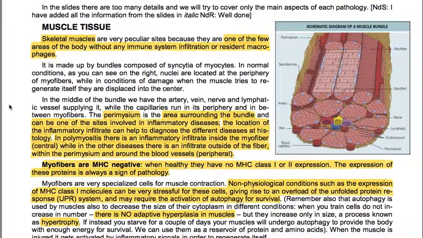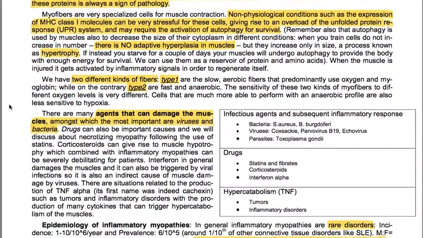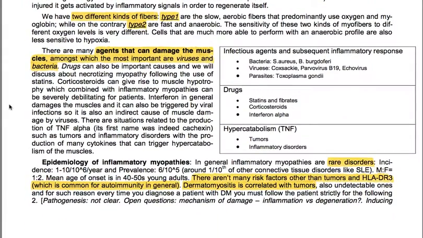Remember also that autophagy is used by muscles to decrease the size of their cytoplasm in different conditions. When you train, cells do not increase in number. There is no adaptive hyperplasia in muscles, but they increase only in size, a process known as hypertrophy. If instead you starve for a couple of days, your muscles will undergo autophagy to provide the body with enough energy for survival. We can use them as a reservoir of proteins and amino acids. When the muscle is injured, it gets activated by inflammatory signals in order to regenerate itself.